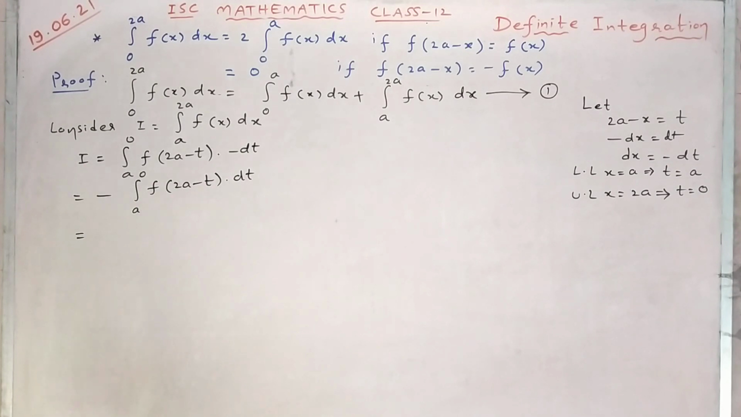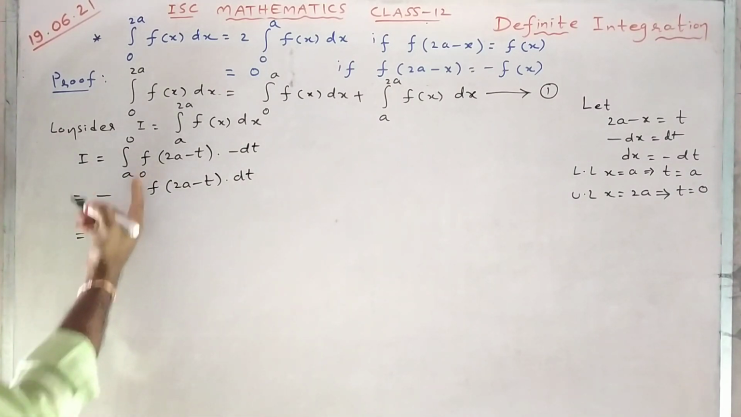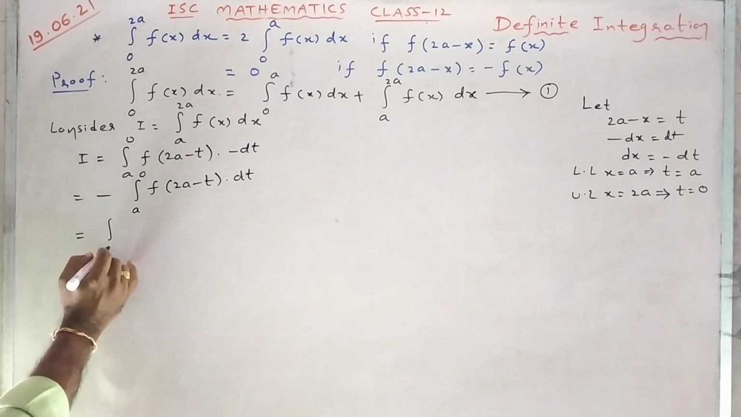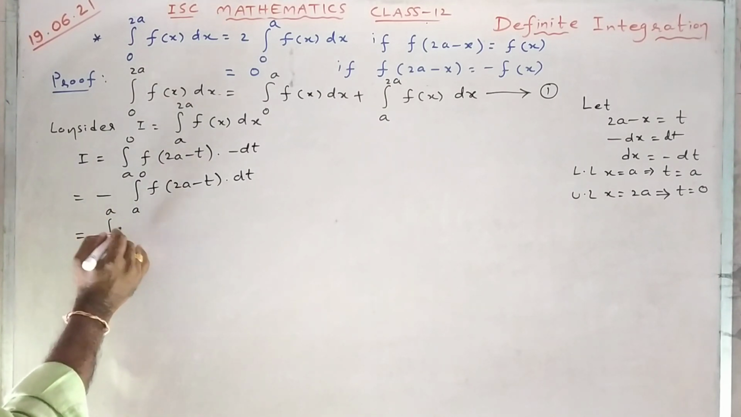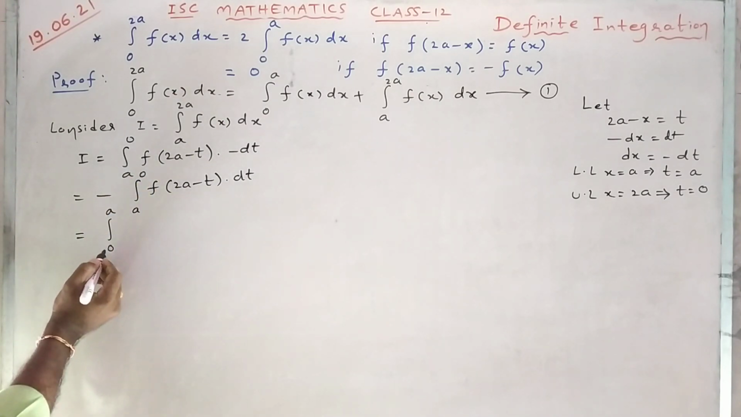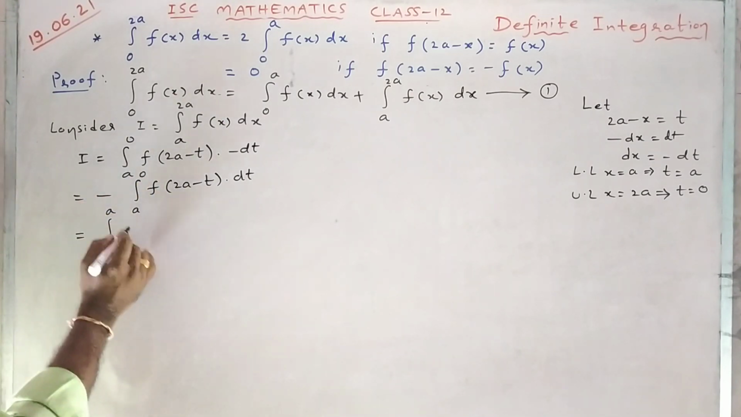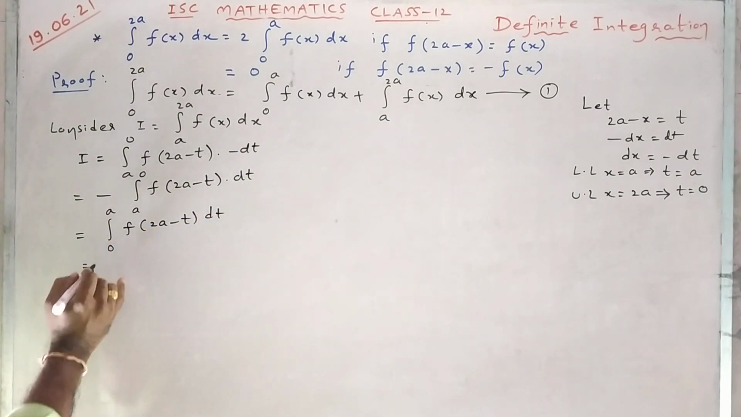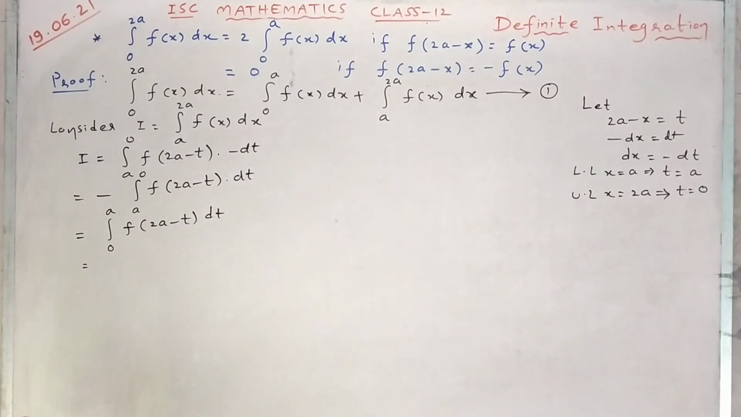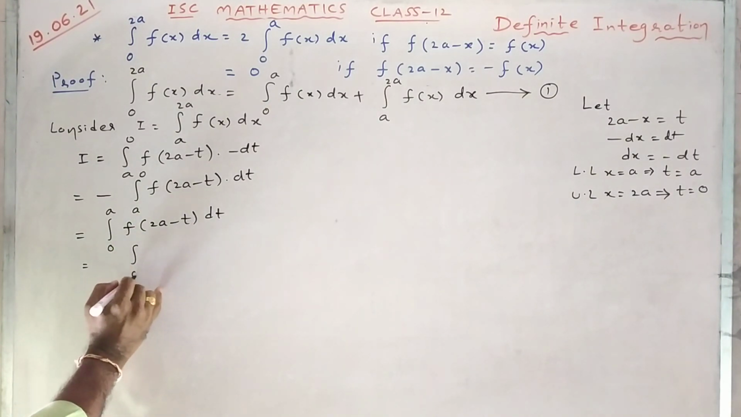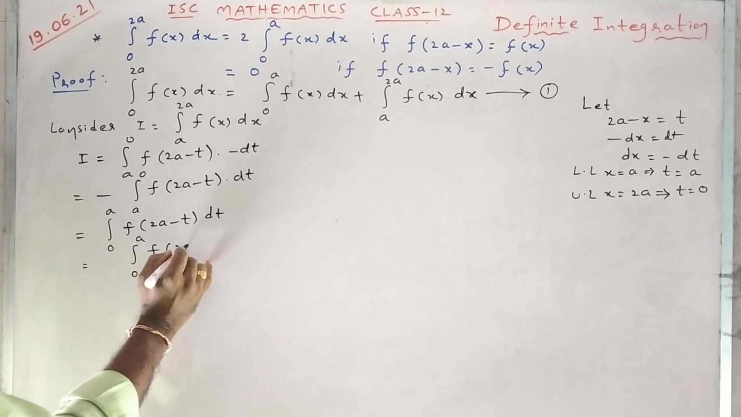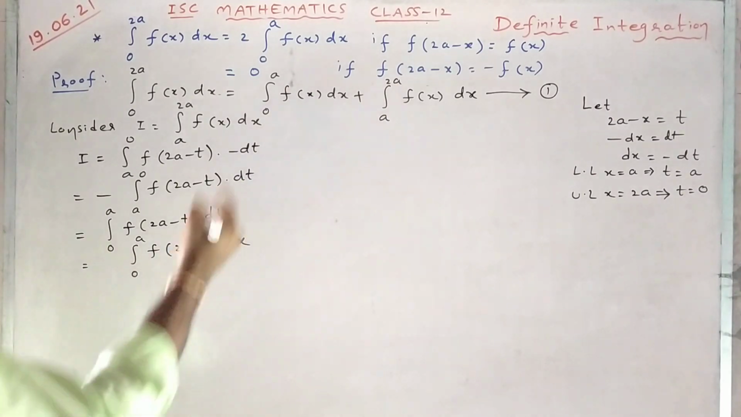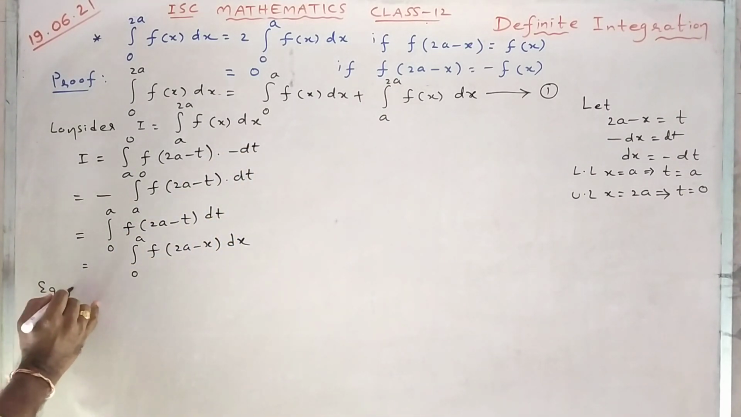As per the third property, if you interchange the limits, the definite integral sign changes. So minus becomes plus if I write 0 to a. Here we have a to 0, I am writing 0 to a, then the minus will be gone: f of 2a minus t dt. As I told you, definite integration is independent of the variable, so we can write integral 0 to a f of 2a minus x dx. This value I am going to substitute in equation 1.